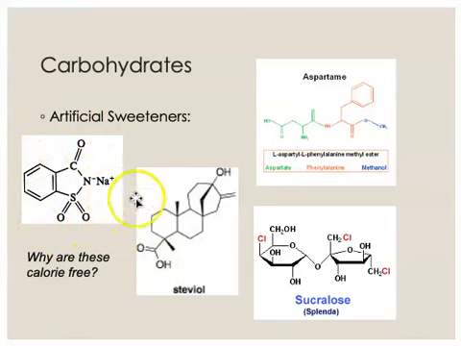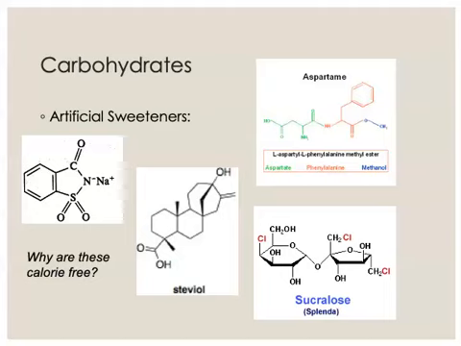This one is called steviol, goes by the brand name stevia. This is what aspartame looks like, very common in varieties of diet soda. And this last one is sucralose. It goes by the brand name Splenda.